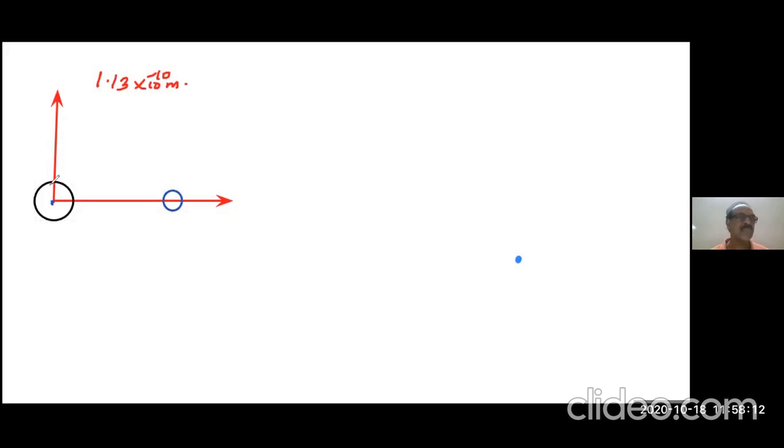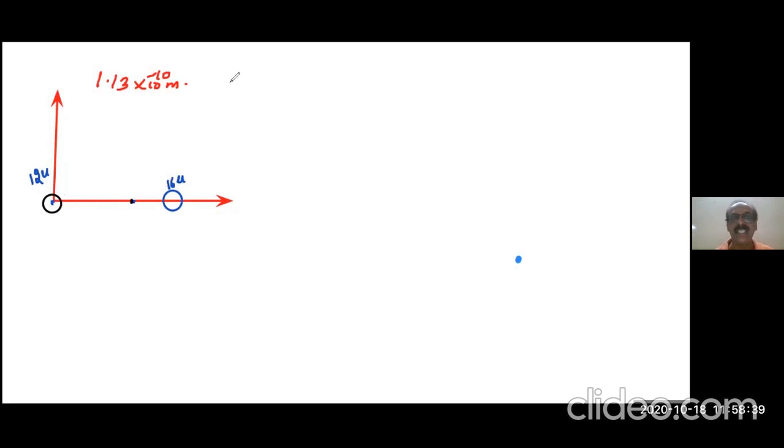Its mass is 12 atomic mass units. This is oxygen, 16 atomic mass units. The distance between them is 1.13 × 10^-10. So the center of mass will be somewhere here, right? Yes, sir. Carbon must be the smaller one. So the center of mass will come somewhere here.